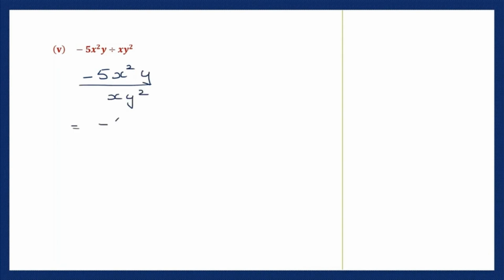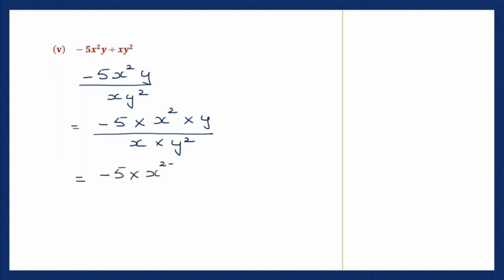So this is equal to minus 5 into x square into y divided by x into y square. So let's continue to use the exponent law. So minus 5 into x to the power of 2 minus 1, so minus 1, into y to the power of 1 minus 2. We take 2 from here. So here we have minus 5 into x to the power of 2 minus 1, 2 minus 1 is 1, into y to the power of 1 minus 2.